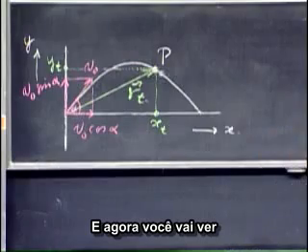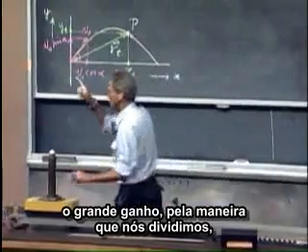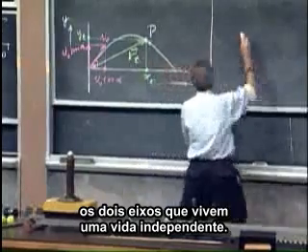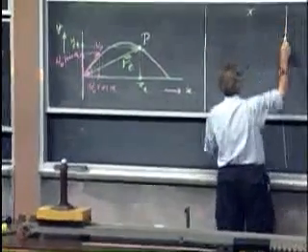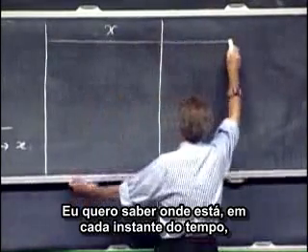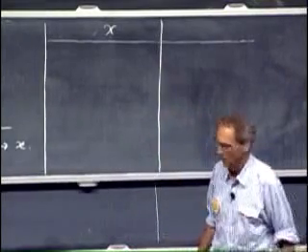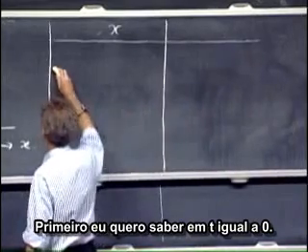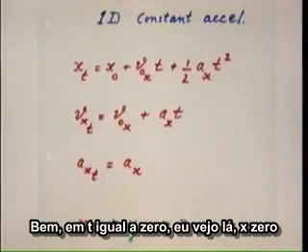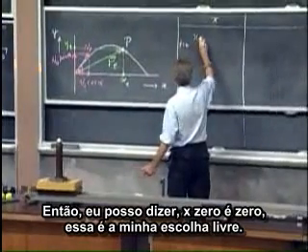And now you're going to see, for the first time, a big gain by the way that we have divided the 2 axes, which live an independent life. First, x. I want to know everything about x that there has to be known. I want to know where it is at any moment in time, velocity and the acceleration, only in x. First, I want to know that at t equals 0. Well, at t equals 0, I look there. x0, I can choose that to be 0. So I can say x0 is 0. That's my free choice.